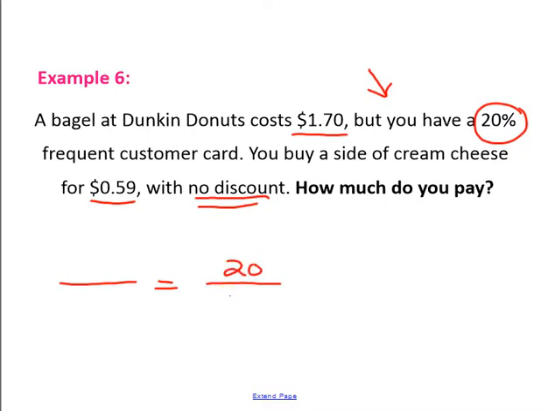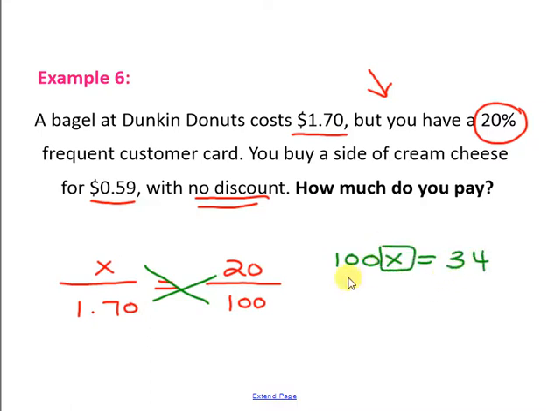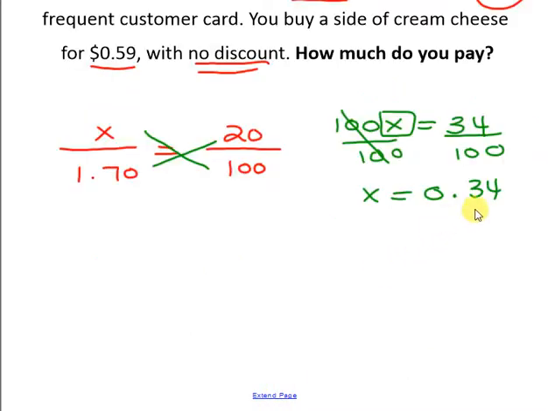My discount is 20%, that's over 100. The bagel costs $1.70, and I'm trying to figure out how much I save. So I'm going to cross multiply here. 100 times x is 100x. 1.70 times 20 is 34. Box my variable, divide both sides by 100. This is going to cancel, and x is going to equal 0.34. What that means is I'm going to save 34 cents with my 20% off coupon.